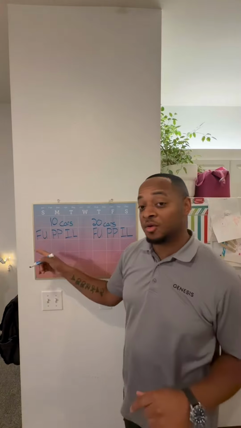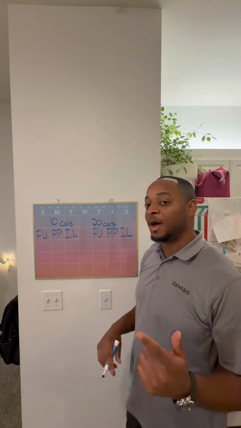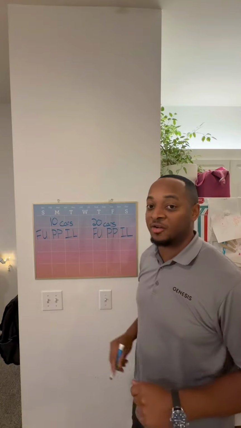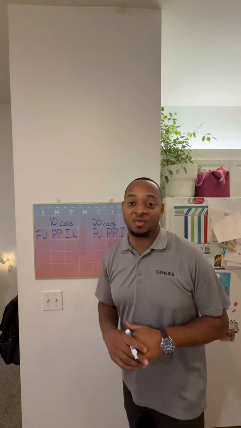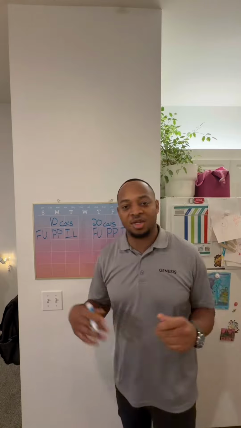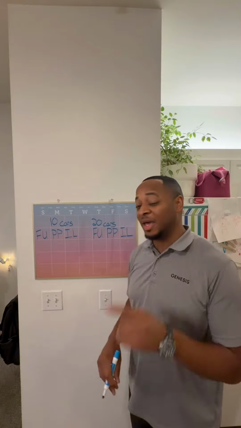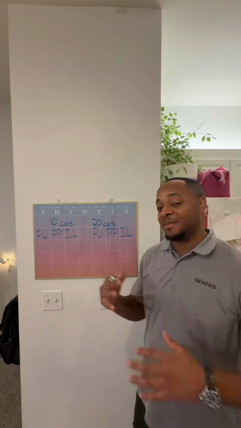I have FU, which stands for fresh ups. I have PP, which stands for phone pop. And I have IL, which stands for internet leads. We've all heard the term outbound activity creates inbound traffic. And that's true, absolutely. Live by the sword, die by the sword. But one thing that's not talked about enough is what about inbound activity? And how is that managed?